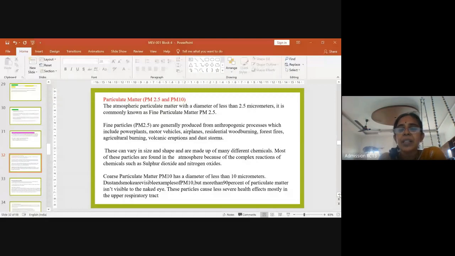These fine particles are generally produced from anthropogenic human activities, which include power plants, motor vehicles, aeroplanes, residential wood burning, forest fires, volcanic eruptions, and dust storms. They vary in size and shape, and are made up of different chemicals. Most of these are found in the atmosphere because of complex reactions of chemicals. For the coarse particulate matter, 90% is not visible to the naked eye, and it causes less severe health effects, mostly in the respiratory tract.